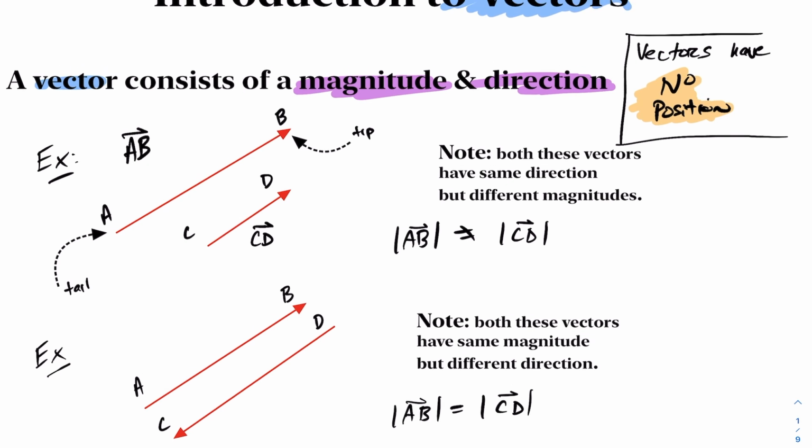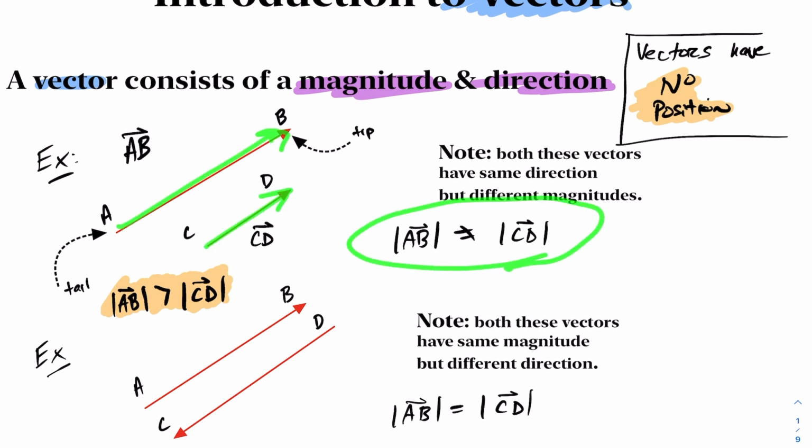For the example we're looking at here, we would say the magnitude of vector AB is greater than the magnitude of vector CD. As we can see, vector AB is larger than vector CD as it is longer. Note here that these vectors, as we had mentioned, both have the same direction but different magnitudes, in which case, as we discussed, the magnitude of AB is not equal to the magnitude of CD.